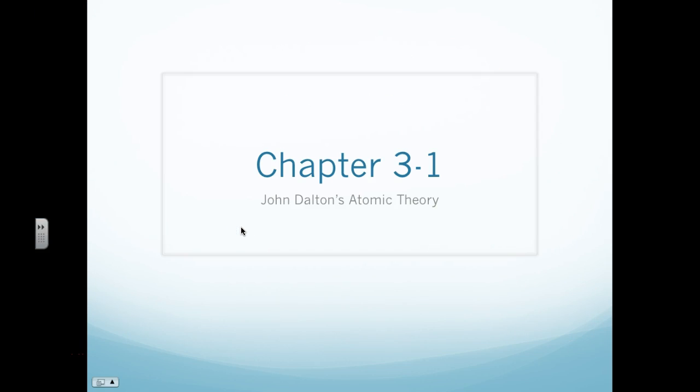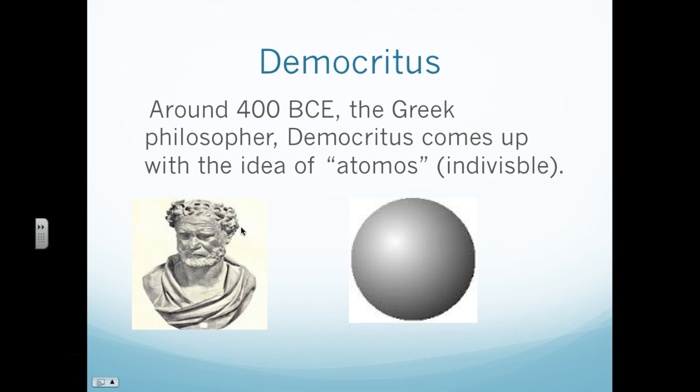Okay, so for chapter 3-1, we're gonna finally start really talking about atoms here. To begin, we need a little history lesson over the atomic theory. So we're gonna begin with John Dalton, but actually before him, let's talk about a man named Democritus. Around 400 BCE, this was roughly 2,400 years ago, a Greek philosopher named Democritus comes up with the idea of the atom.